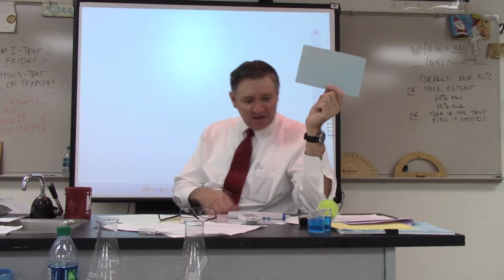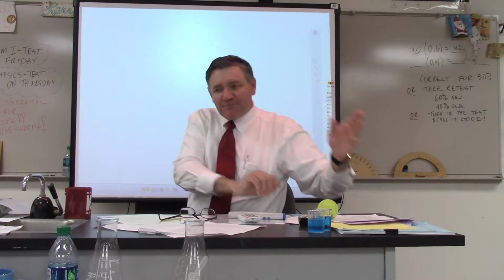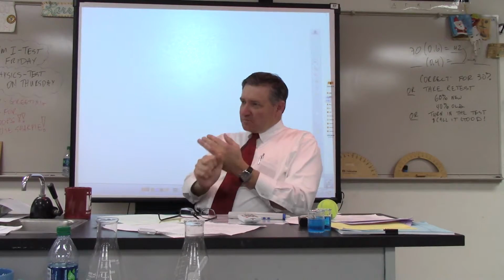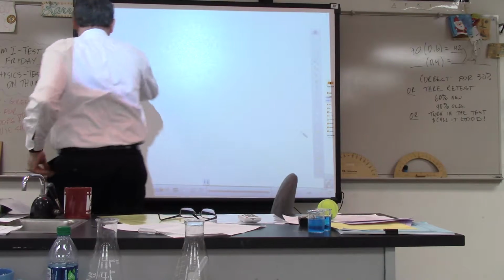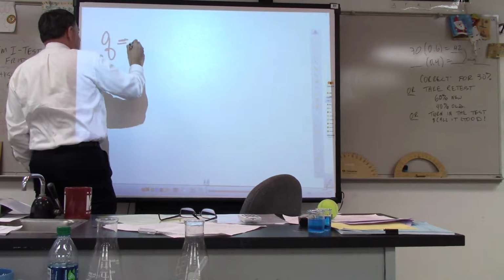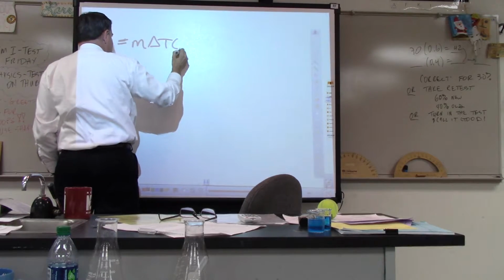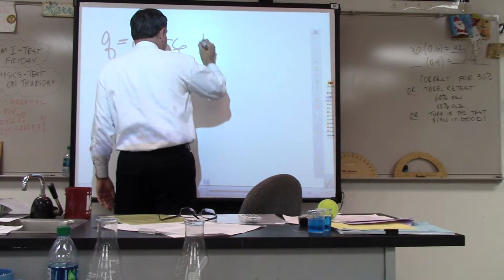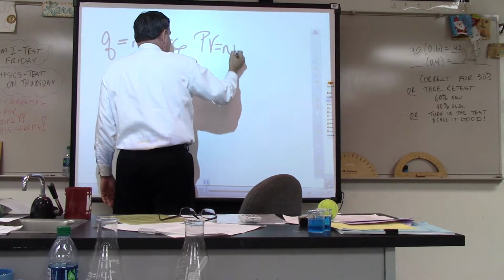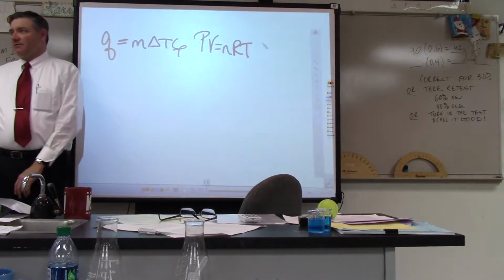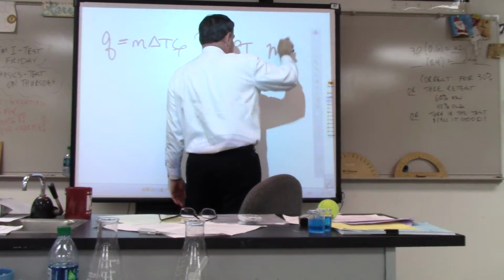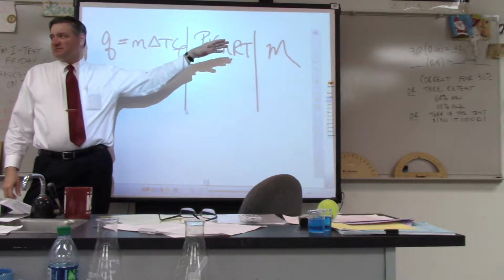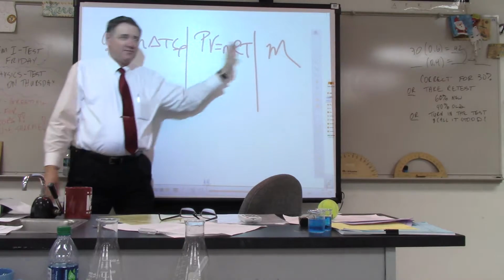Okay? So basically, there are going to be three big sections. There's the thermodynamic section, which is brought to you by this equation: Q equals M delta T C sub P. That's the basis of the first one. The second one is the gas law equation, PV equals nRT. And the third part is going to be molarity. Those are basically the three sections of the test, so if you want to divide your paper up that way, that's it.